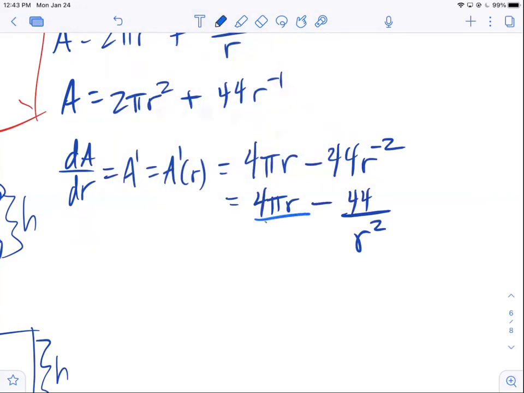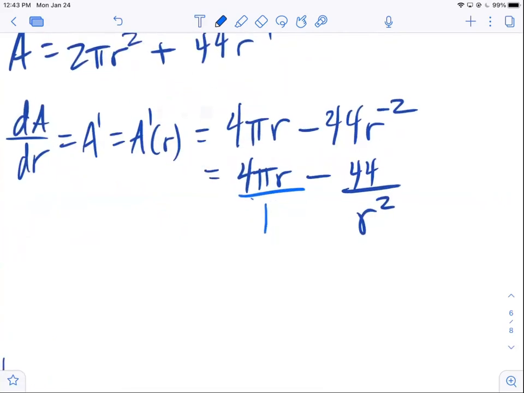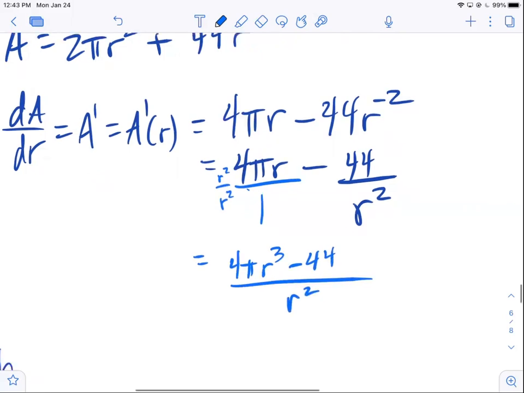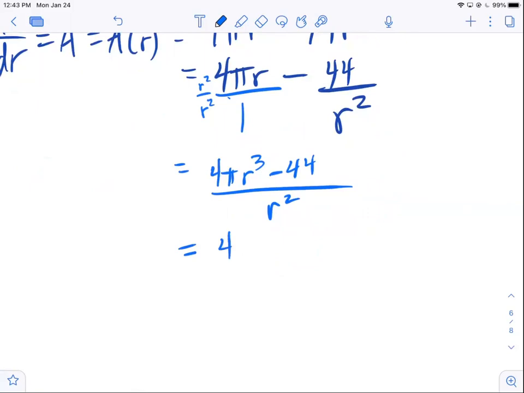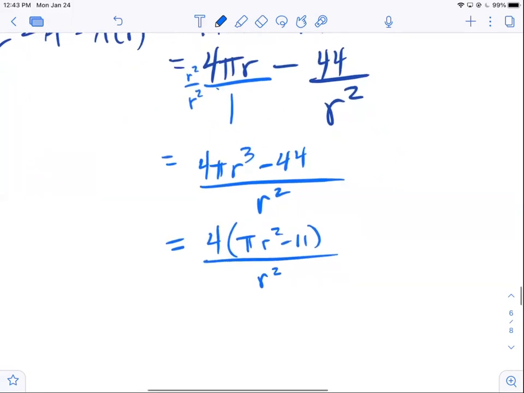But if you just take your denominator and put it in the bottom, now you can get a common denominator. So I need to multiply the first one by r squared over r squared, and I end up with 4 pi r cubed minus 44 all over r squared. Now, for the sake of this problem, let's go ahead and factor out the 4 from the top, and that makes it pi r cubed minus 11 all over r squared. I know that can factor, but it's not a perfect difference of cubes, so I'll just leave it like that. R cubed, thank you.